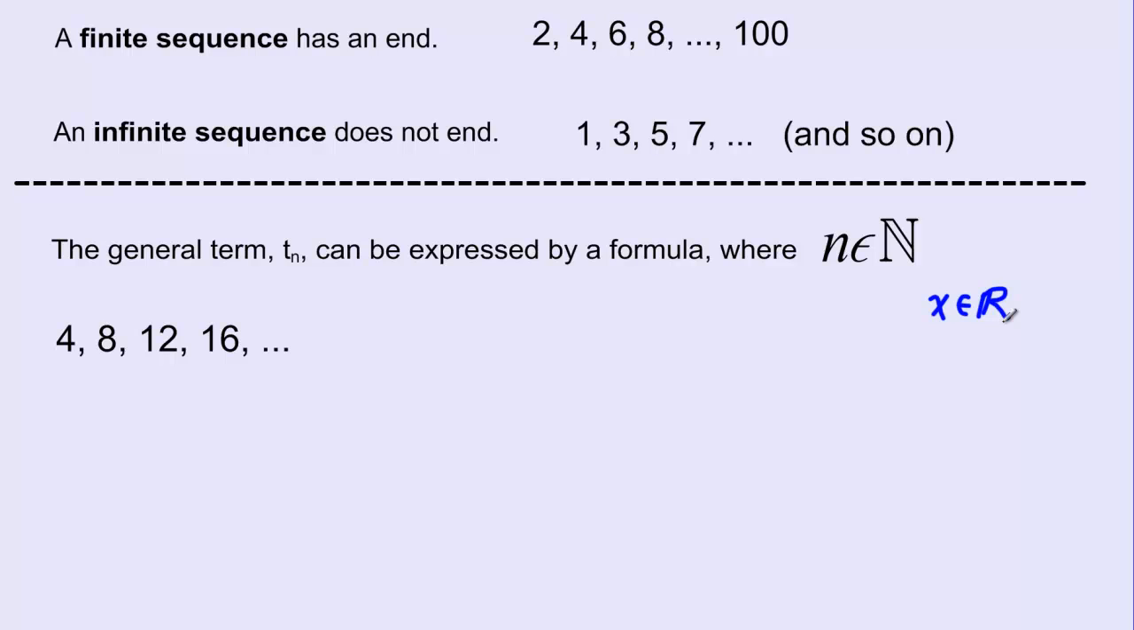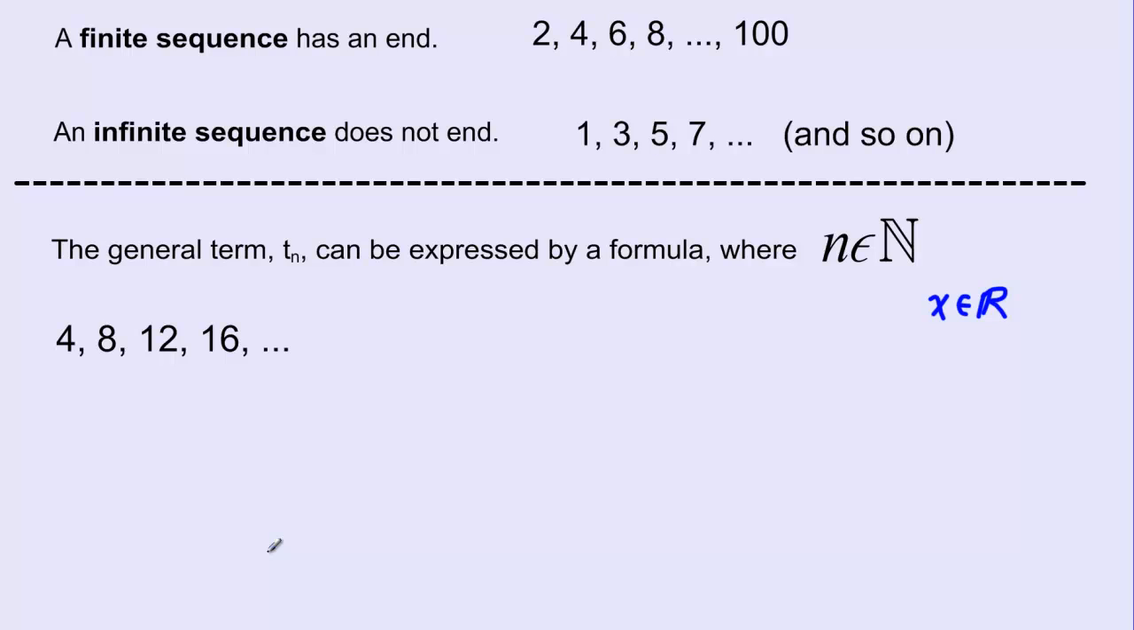It can't be negative. It's impossible to ask what is the negative fourth term in a sequence. That doesn't make sense. So we have this sequence started right here, 4, 8, 12, 16, and we can sort of understand where this pattern is going. It seems as though each number we are increasing by 4.